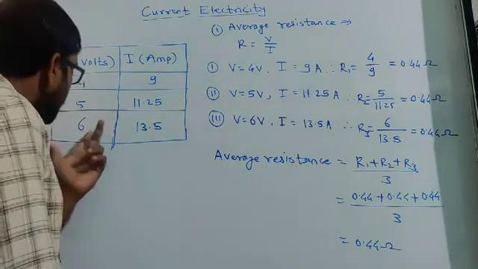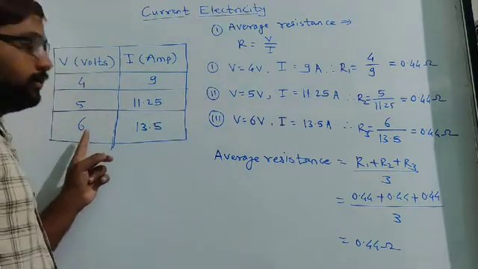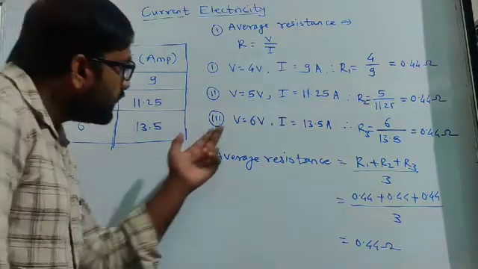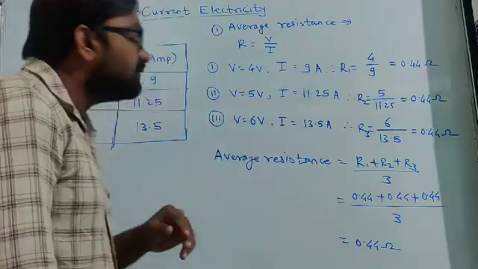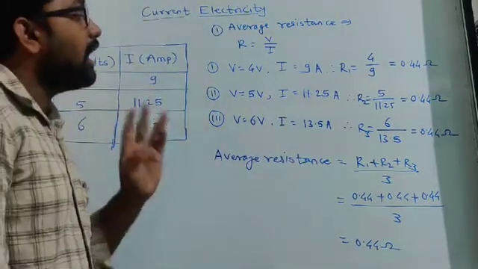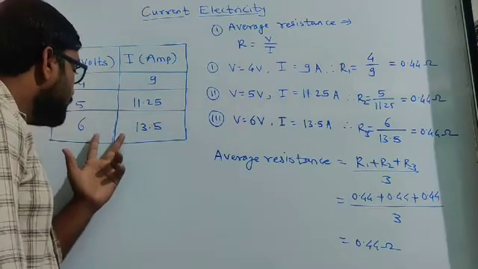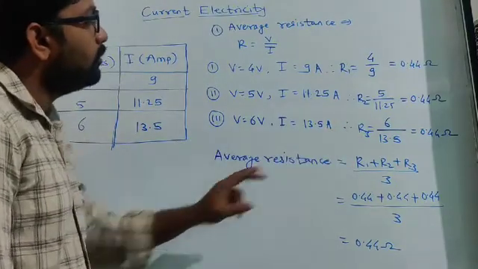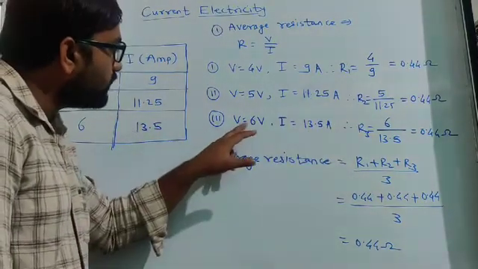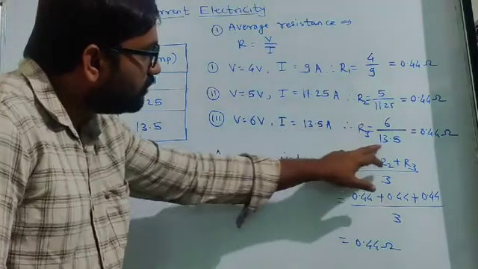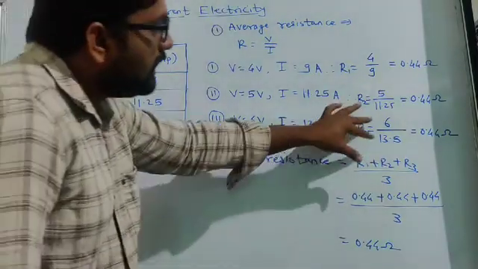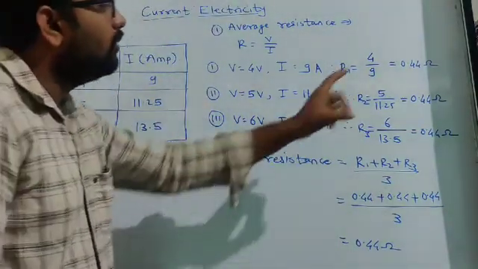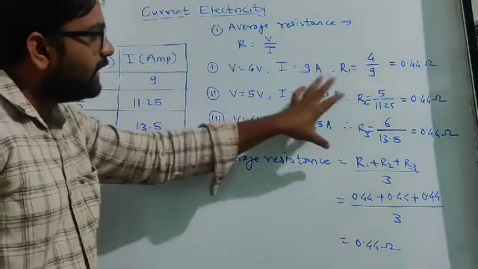Again, third: voltage is 6 volt and current is 13.5 ampere. Now we have to calculate the resistance in this case. The resistance we call R3 will be equal to voltage divided by current. Voltage is 6 volt divided by current 13.5. If you take this ratio, then again it will be equal to 0.44 ohm.